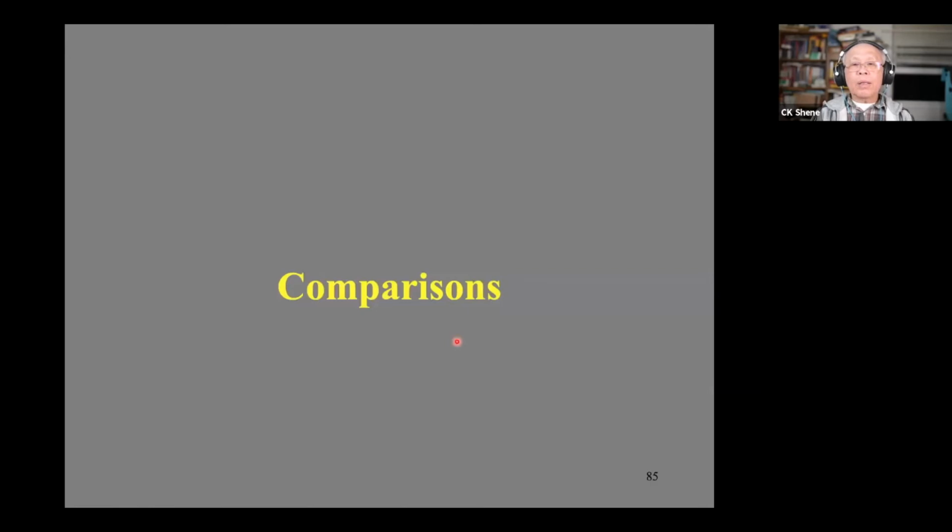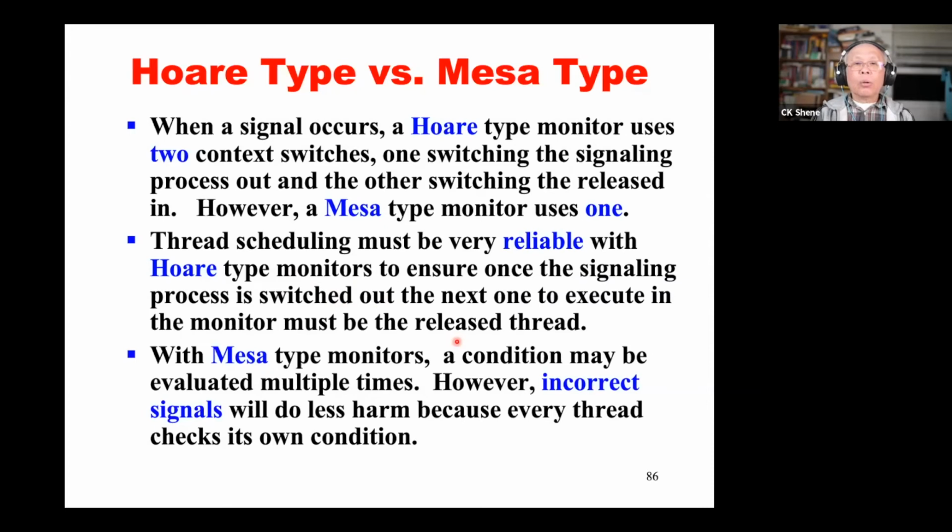Our next set of discussion will be some comparisons. We compare semaphores against condition variables, and also compare semaphores against monitors. So the first comparison is the Hoare type versus the Mesa type. You know it well because we have repeated this discussion multiple times. So let's focus on these three.